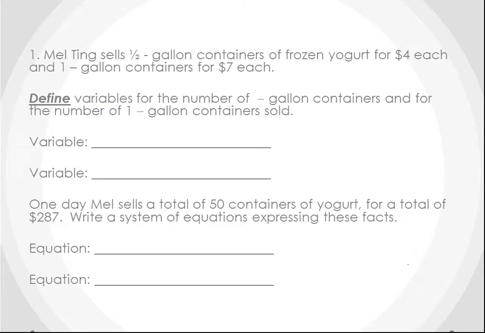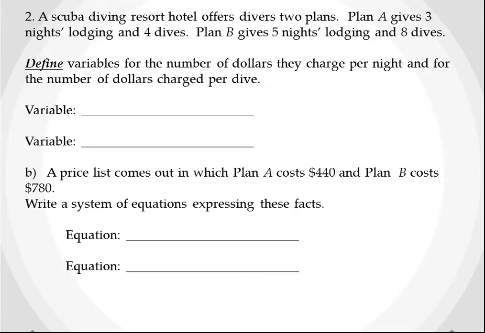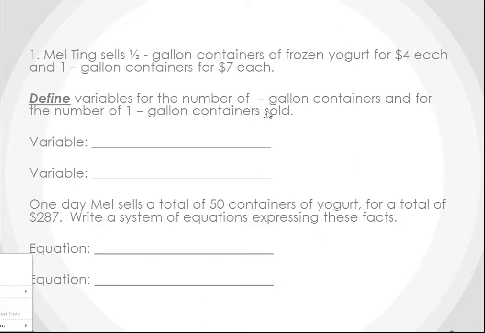Mel sells 1/2 gallon containers of frozen yogurt for $4 each and 1 gallon containers for $7 each. So we're asked to define variables for the number of half-gallon containers and the number of 1 gallon containers sold. Let me go ahead and correct that for you. Oh, that should say 1/2 gallon containers. All right, and for the number of 1 gallon containers sold. So what they're asking us to do is just create a variable.